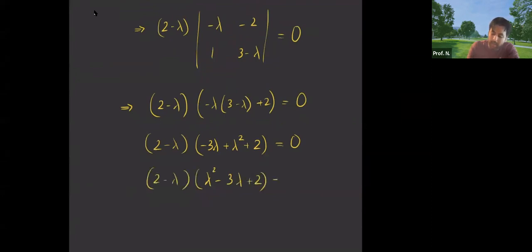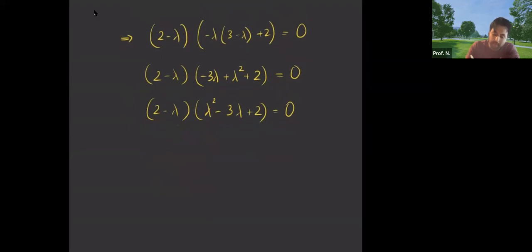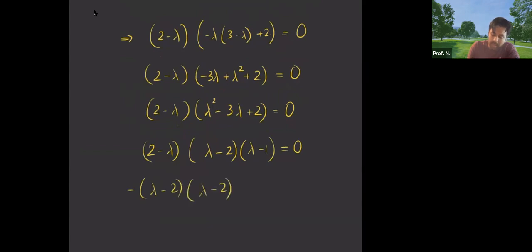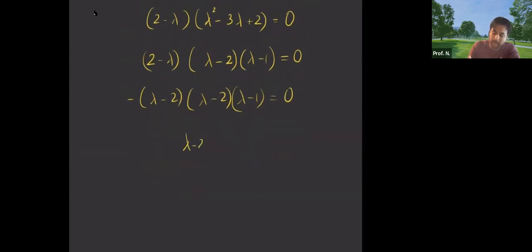2 minus lambda equals 0. This becomes 2 minus lambda. This is lambda minus 2, lambda minus 1. If you factor out the negative here, you get negative lambda minus 2, lambda minus 2, lambda minus 1. I get that lambda minus 2 squared, lambda minus 1 equals 0, and I get two eigenvalues, 1 and 2, right?